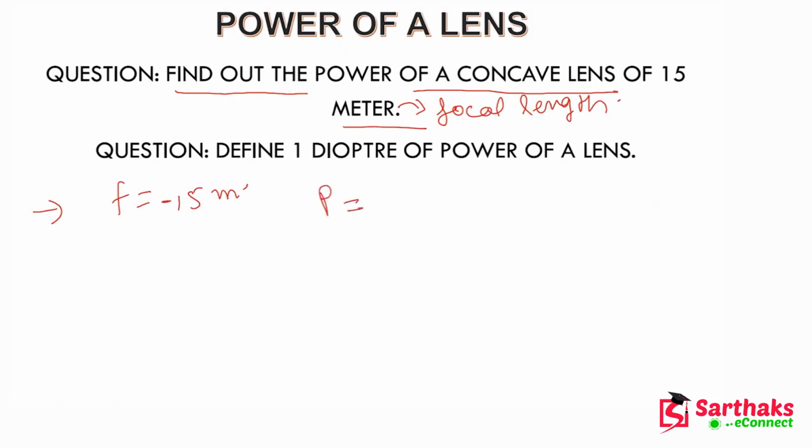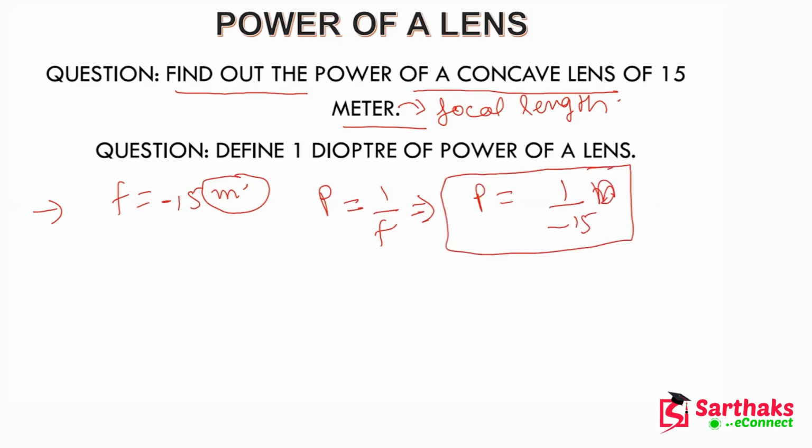So now if you have to calculate power, because it is in meter, you don't need to convert it, because it is already in meter. So just put this value in this formula, P is equal to 1 upon F. So P is equal to 1 upon minus 15 diopter, because it is power. So the value of P will be minus 1 upon 15 diopter.